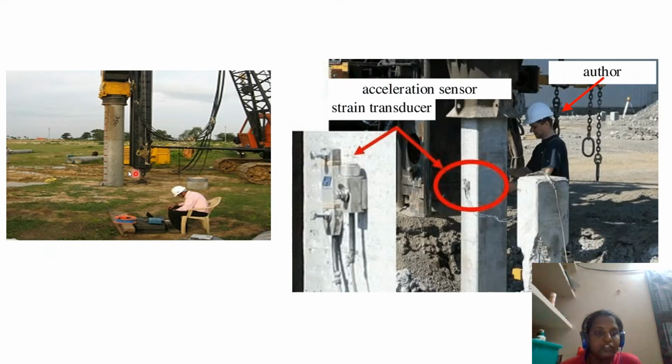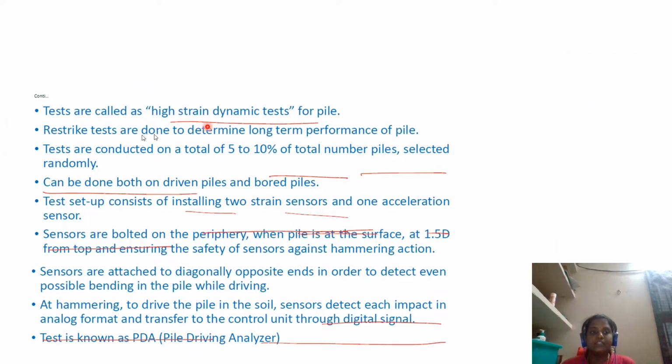So you can see here, this is your pile which is projected upwards, and it's the pile head, above which a hammer is going to hit, and we have sensors connected, an acceleration sensor and a strain transducer. This test is called the high strain dynamic test, and it is generally conducted for 5 to 10% of the total number of piles. So if you have 100 piles, around 5 to 10 piles will be subjected to the test. It can be done on both driven and bored piles.